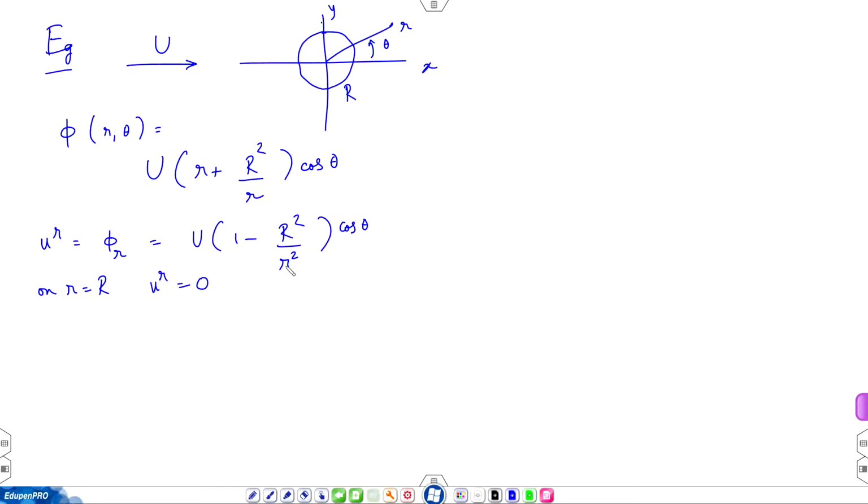Because when you take the limit of r approaching infinity, u_r is equal to U cos theta, and similarly you can show u_theta is minus U sin theta. That means it is this uniform flow in the far field, and in the near field it is flow past a circular cylinder.